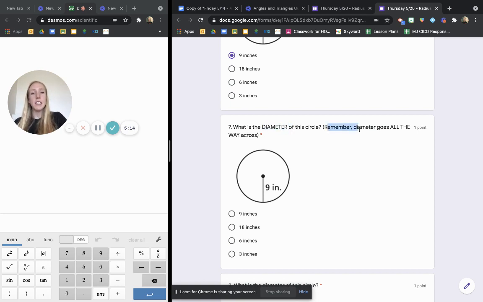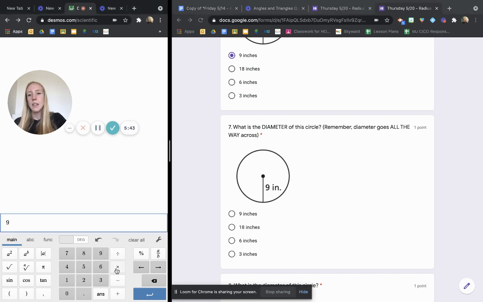The reminder here says diameter goes all the way across. So if there's 9 inches here, there would also be 9 inches here. Okay? To find the diameter, you don't just want one of the radiuses. You need 2 of them. So whatever the radius is, to get the diameter, you need to multiply the radius times 2, since it's not just here, it's also on the other side. So the diameter here would be 9 times 2, which is 18 inches. You can see right here, 18 inches.